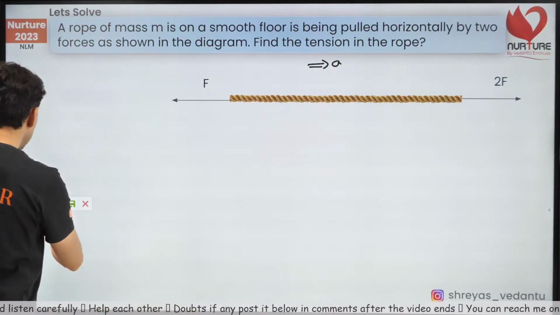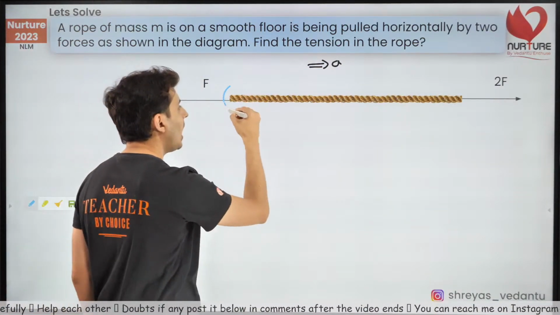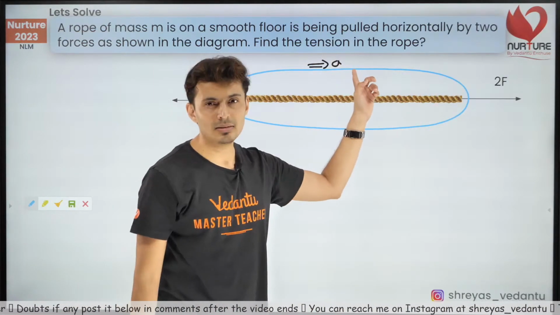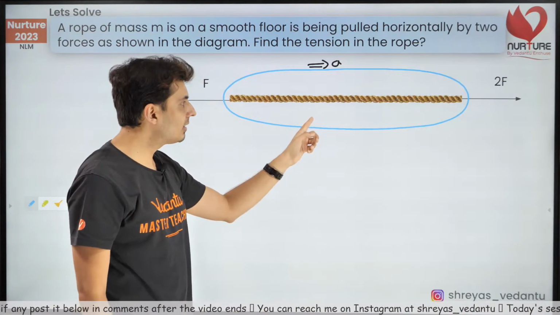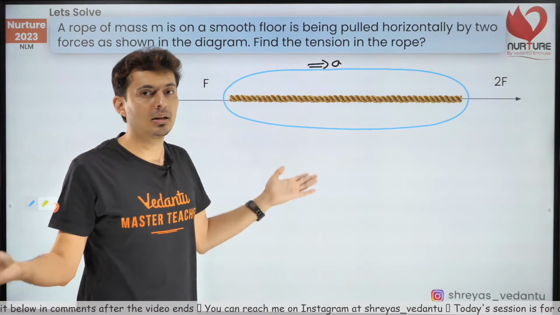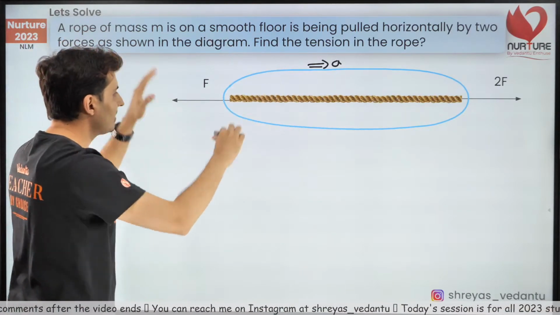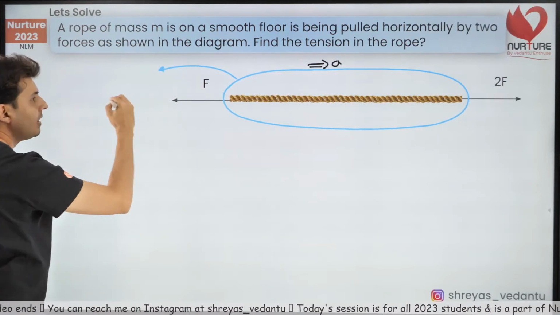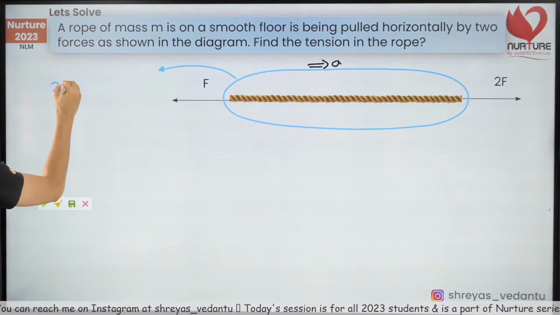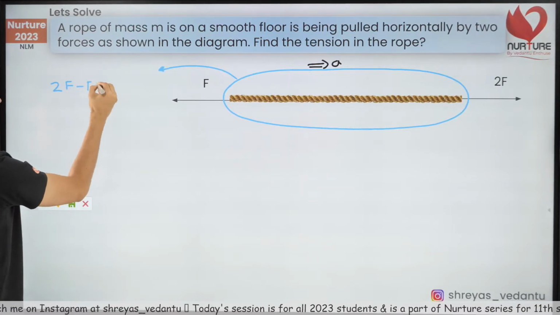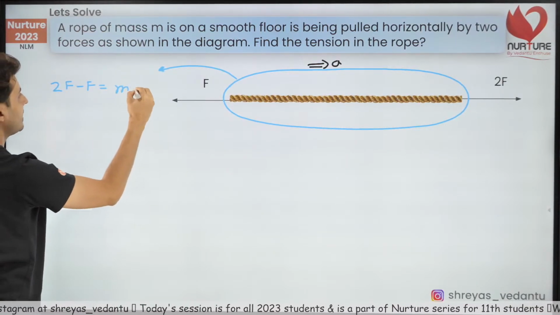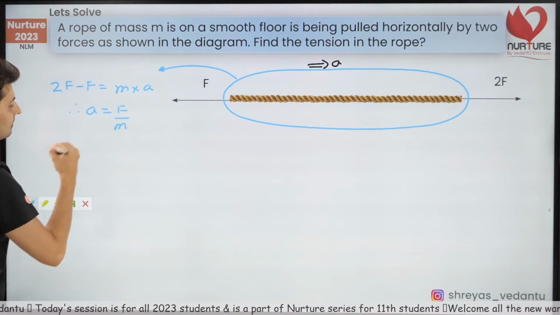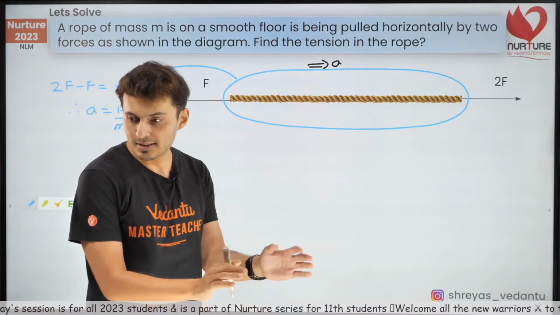Choose a system. I will choose the entire thing as a system. Why? I want to find acceleration. Tension is internal. I don't care about the tension. So the moment I choose the entire thing as a system, net force 2F minus F is equal to total mass into acceleration. Therefore, acceleration is F by m. That's what I got. Acceleration is F by m.